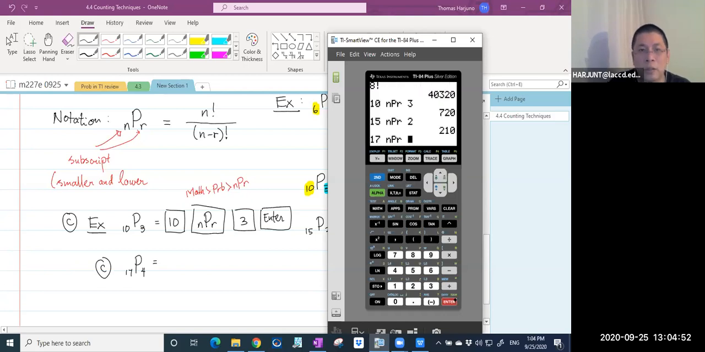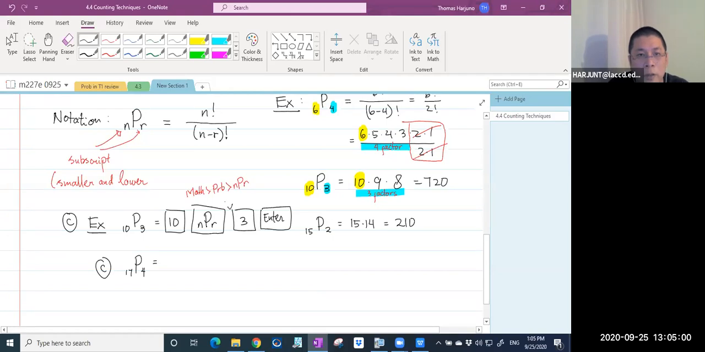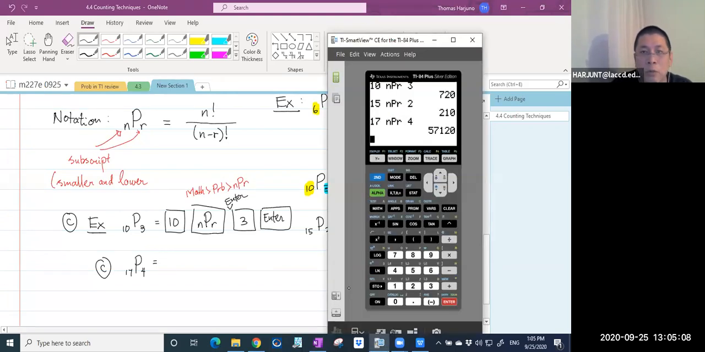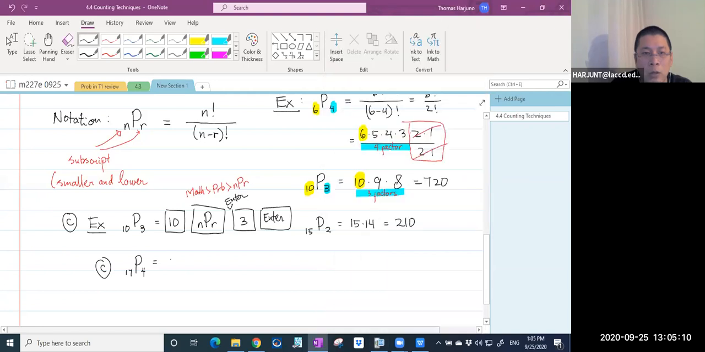And then 4, enter. Sorry, I really thought earlier I did. Basically, you press enter to get out from that NPR. So this will be 57,100 points.